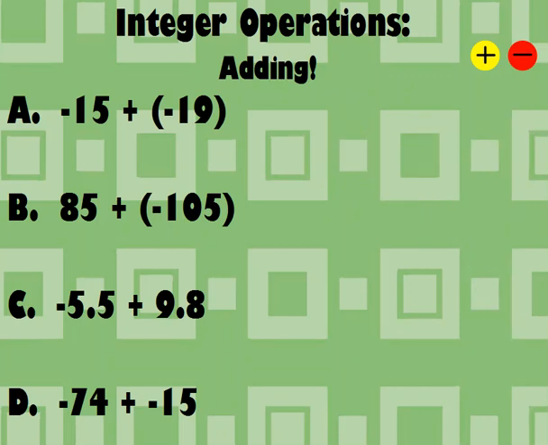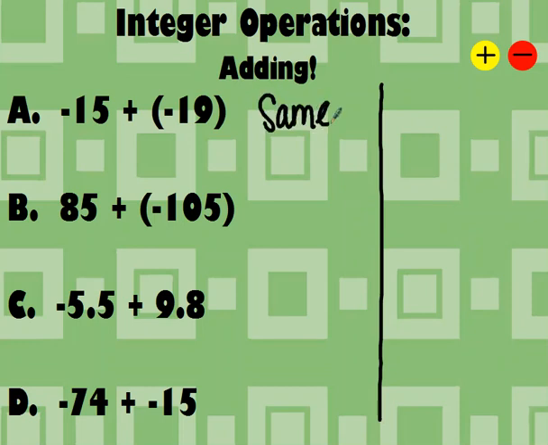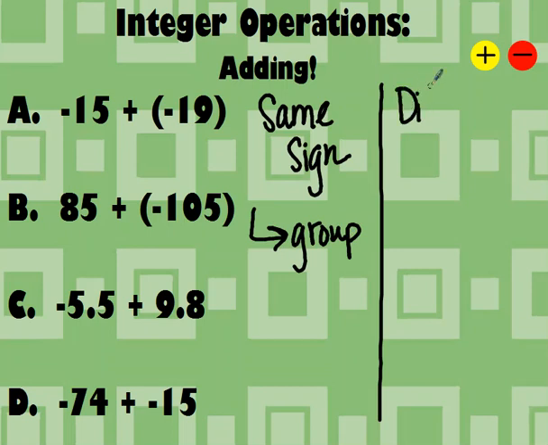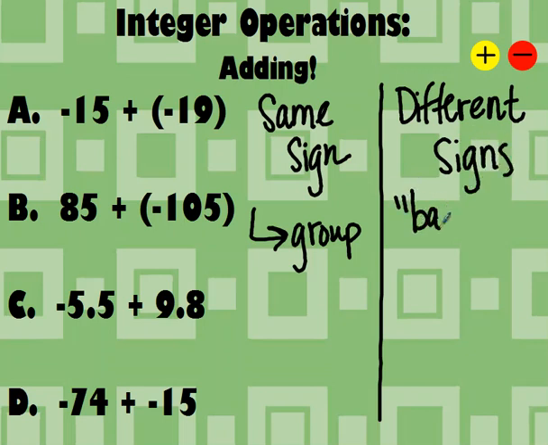Okay? So again, the overarching strategies here: if things have the same sign, all you do is group them. Okay, if things have different signs, we call it battle. Okay, and battle just means that you subtract their absolute values.